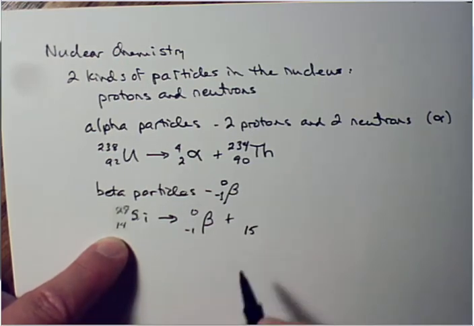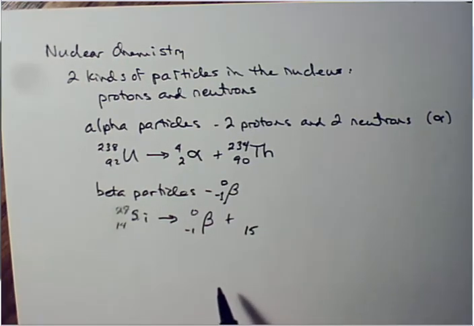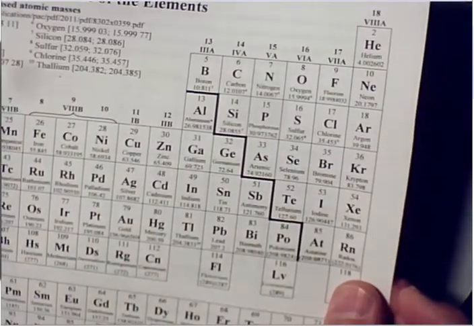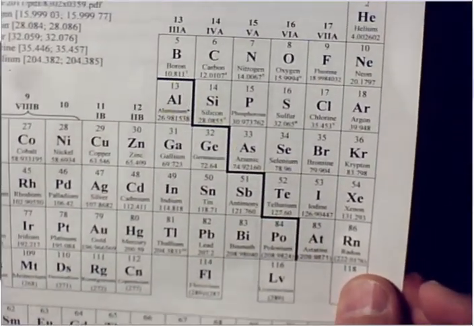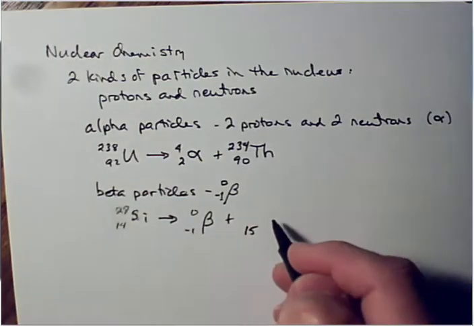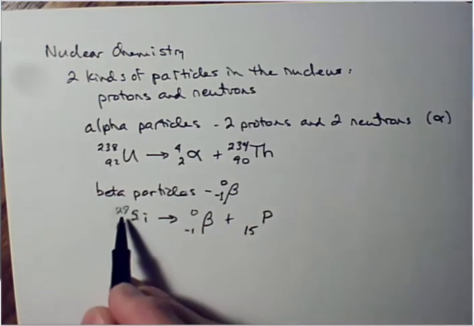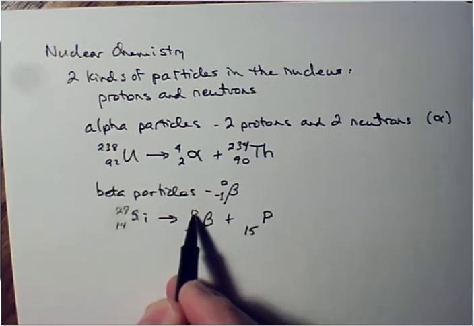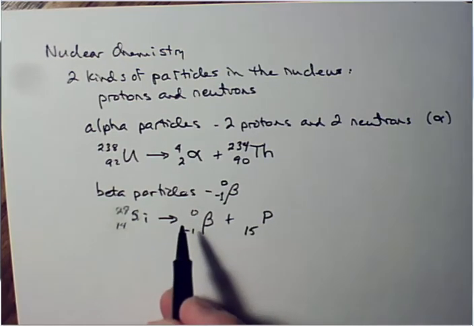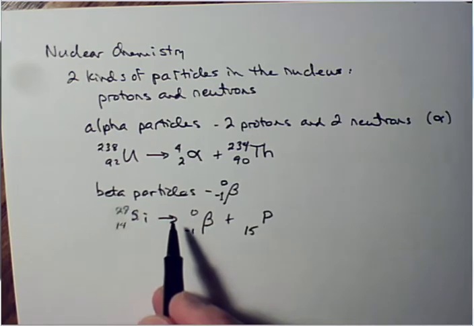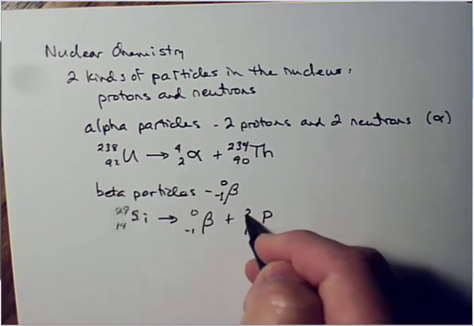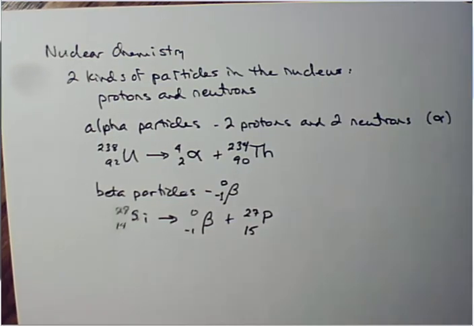15. What element has an atomic number of 15? Oh, phosphorus. Thank you. Good job. Okay. And 27, what do we add 0 to get 27? Trick question. Yes. What do we add 0 to get 27? 27. Okay, so what we have then, if we have beta decay of silicon 27, is phosphorus 27. Got that? Yes?